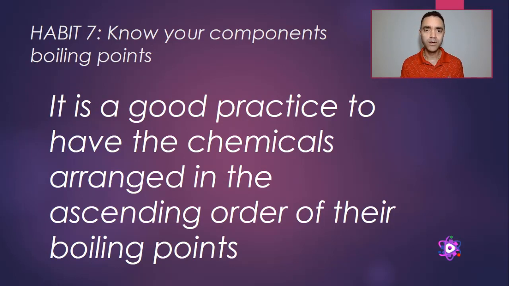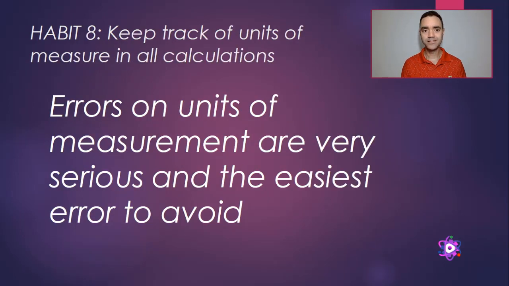So knowing the boiling points of your products is very helpful every time that you deal with vaporization, condensation of fluids. Habit 8. Keep track of units of measure in all calculations. Errors on units of measurement are very serious and the easiest ones to avoid. I insist in my videos that you must be clear to you what are the system of units that you must use in your process simulation, and in my point of view, as much as possible, you should use the ones that are defined on contract.